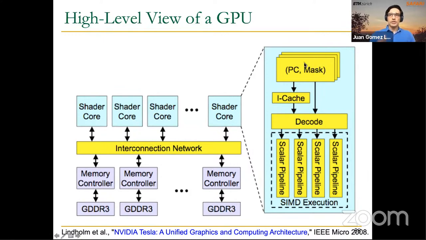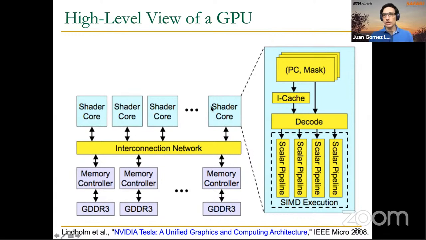So each of these corresponds to one warp. This PC will be pointing to the next instruction that we are going to execute for warp zero, for warp one, and so on. When the scheduler decides to execute an instruction for a particular warp, we will have to go to the instruction cache, read the instruction, decode it, and then issue it onto the SIMD execution that, as you can see, is composed of several of these scalar pipelines that are what we have called SIMD lanes in some previous slides. There are a few of these SIMD cores.